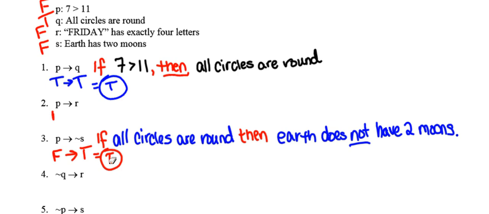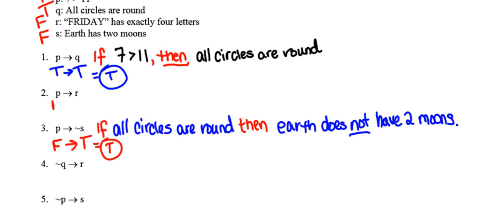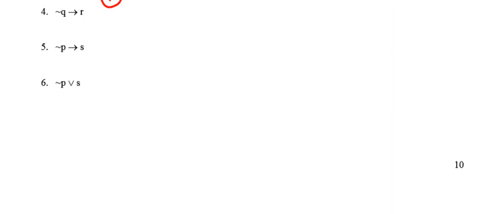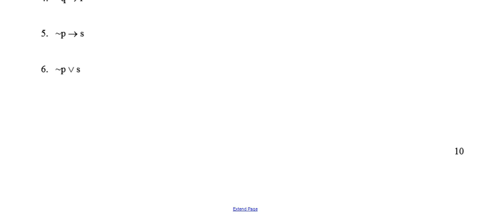All right, let's go ahead and maybe look at one more together. Number 5. Number 5 says, if not P, then S. And again, I'm going to find truth values first before I even think about what the sentence means in words. So not P, because P was a false statement, not P would be a true statement. We said that statement S was false.